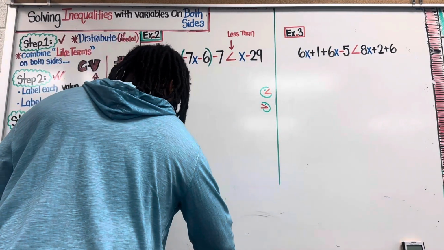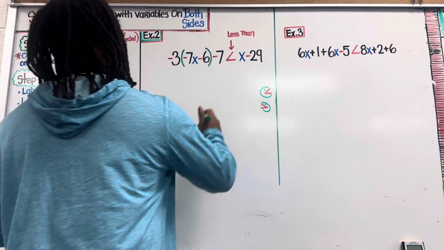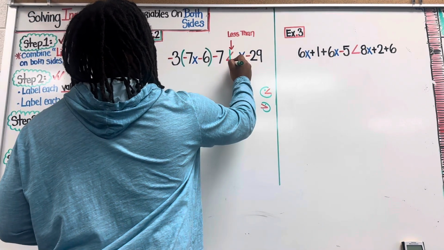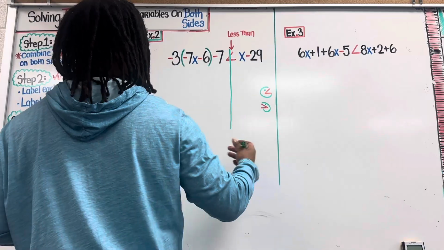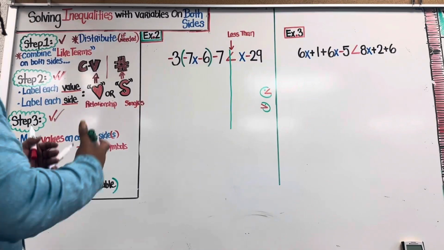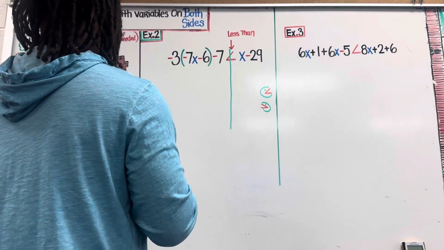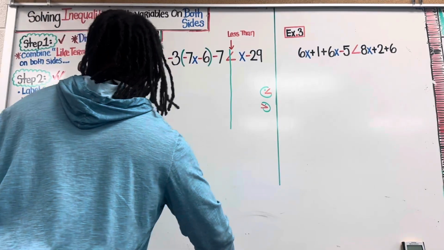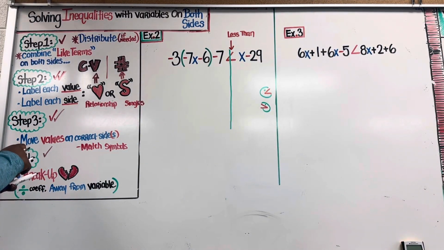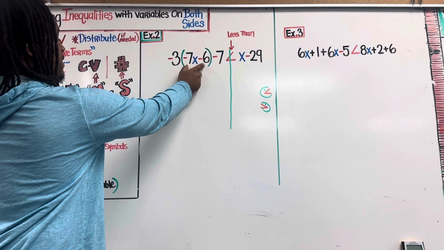The first thing I always tell my students to do is draw a line going through the inequality sign, or if you're doing equations, through the equal sign, so you can clearly see that there are two sides to the inequality or the equation. The first step is to combine like terms. But in this situation we need to distribute first in order to combine like terms, so I need to bring out everything that's inside this parentheses.